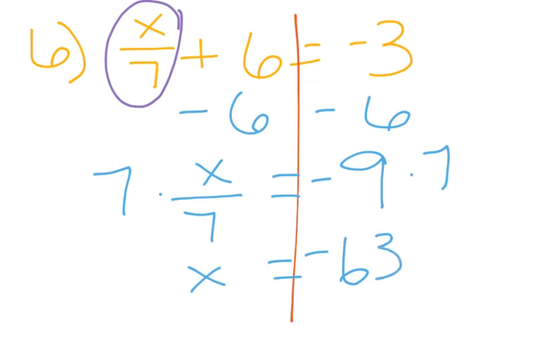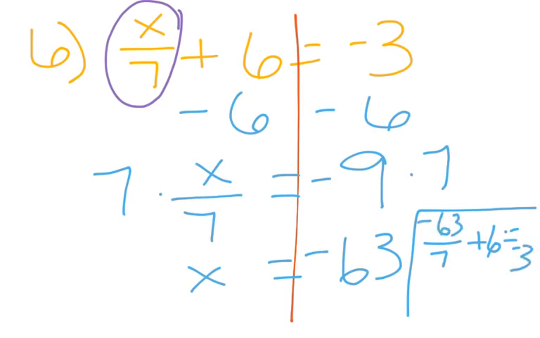All right, we're going to check this problem. So 7 was on the bottom here. So in that blank, I have to put negative 63. Negative 63 divided by 7 is negative 9. Negative 9 plus 6 is negative 3. My problem checks out.